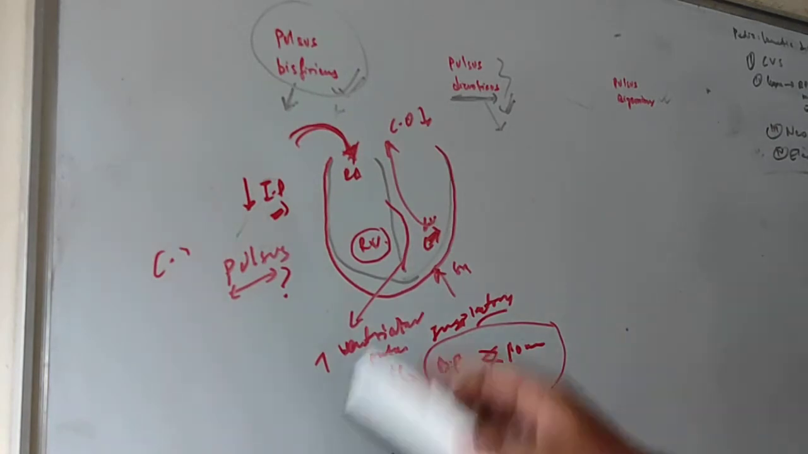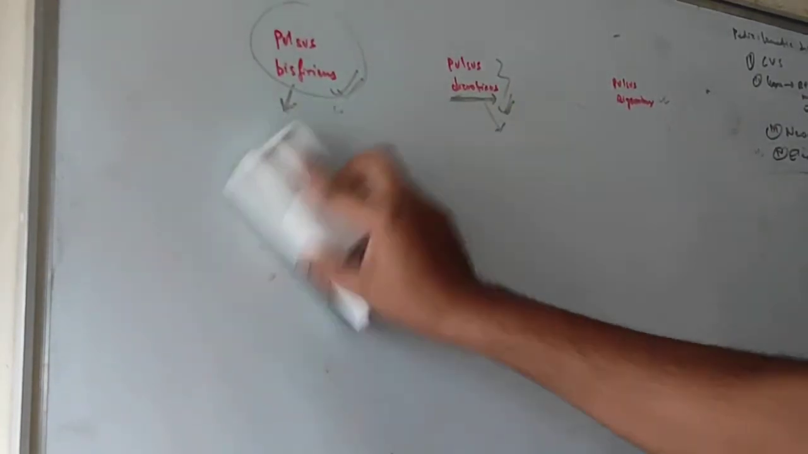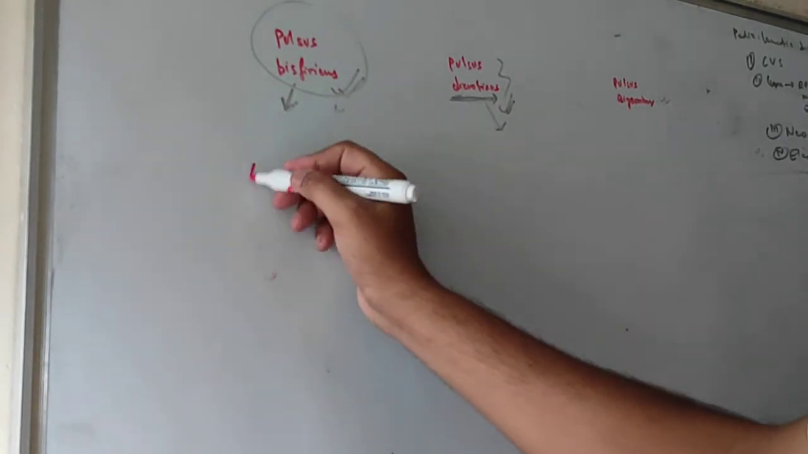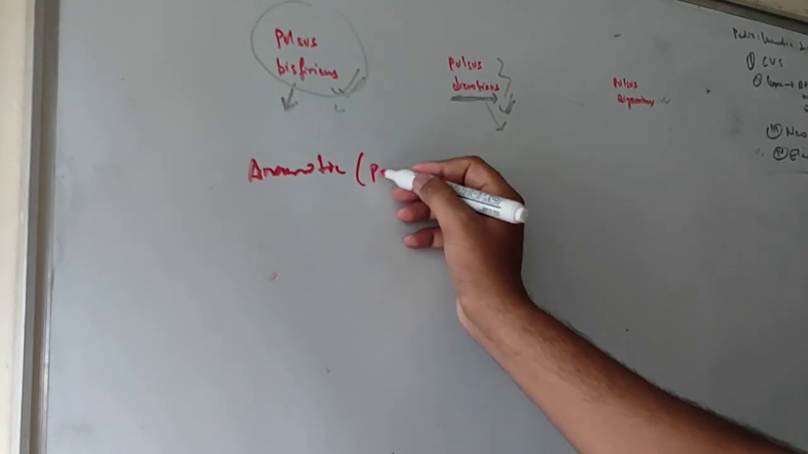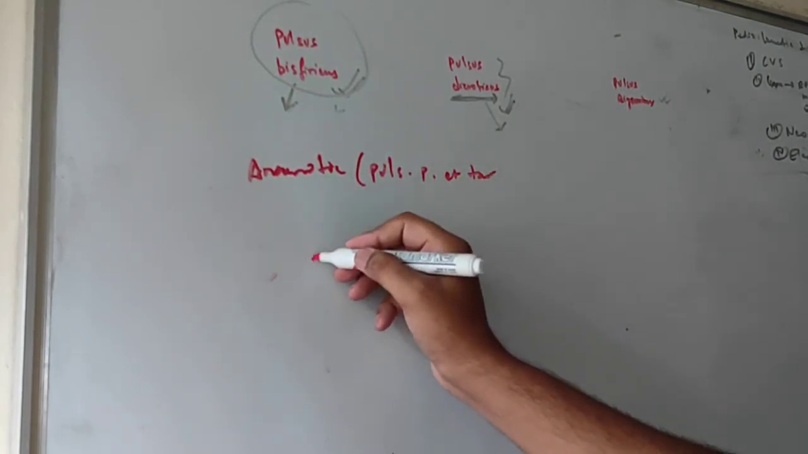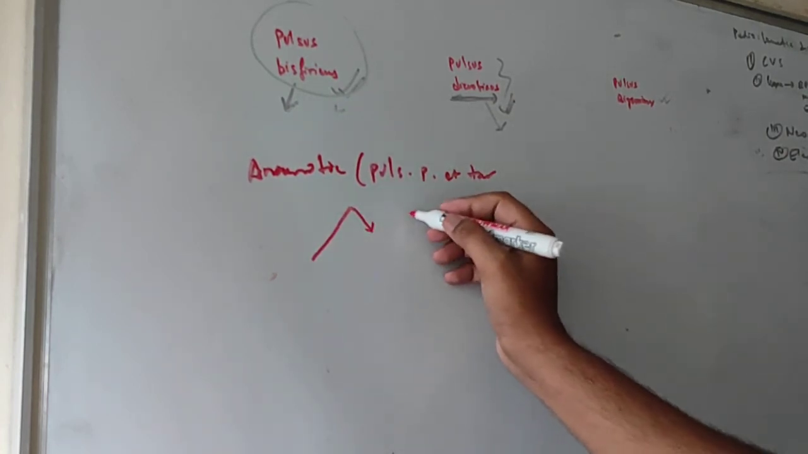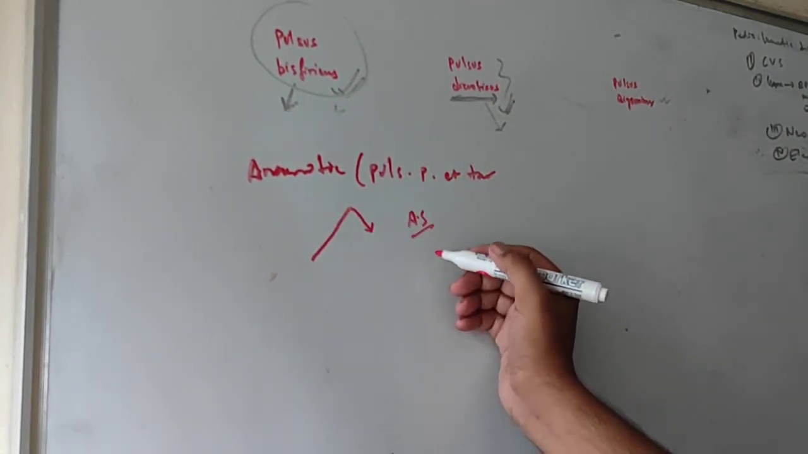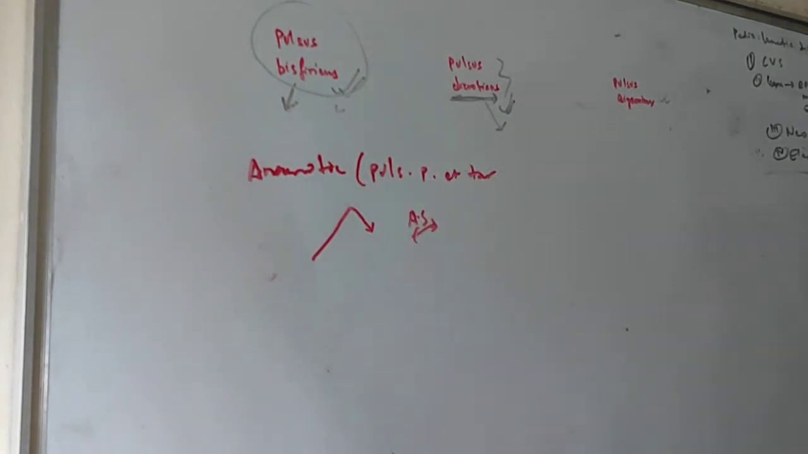And there is one more entity called the anacrotic pulse, which is also called pulsus parvus et tardus, which is a slow-rising and low-volume pulse, found in aortic stenosis. And yeah, these are the different kinds of pulses.